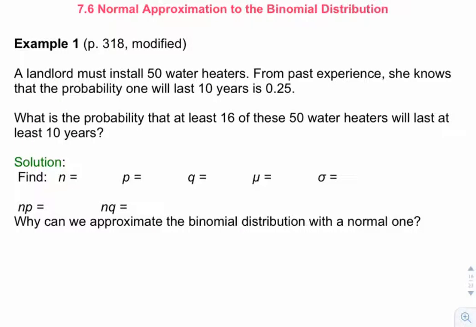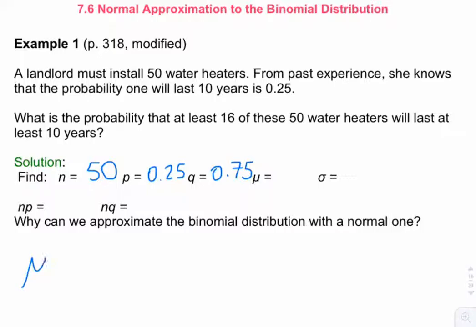Let's get back to our motivating example about the landlord with the 50 water heaters. So the question was, what is the probability that at least 16 of those 50 water heaters would last at least 10 years? We already answered the questions about N being 50, P was 0.25, and Q was 0.75. So new is to think about what mu and sigma are.